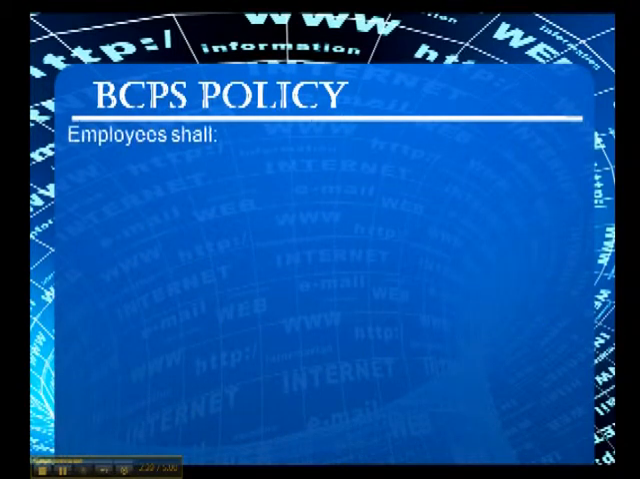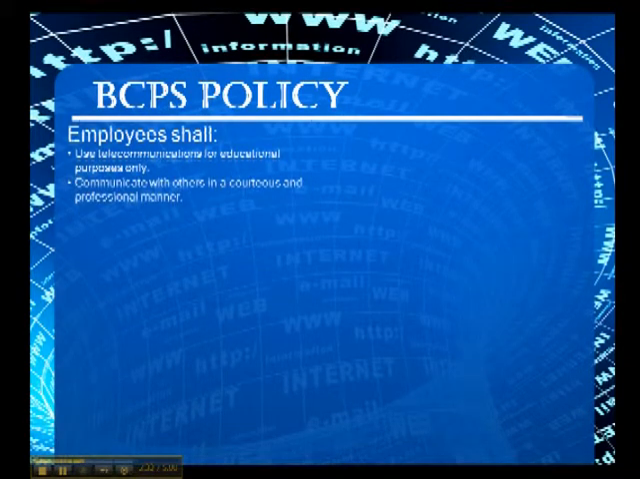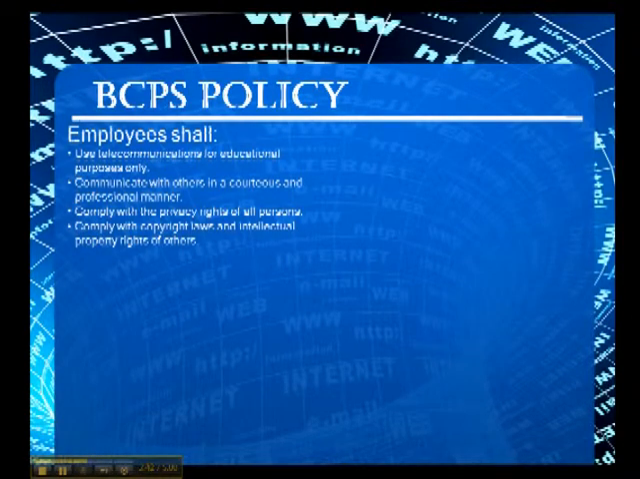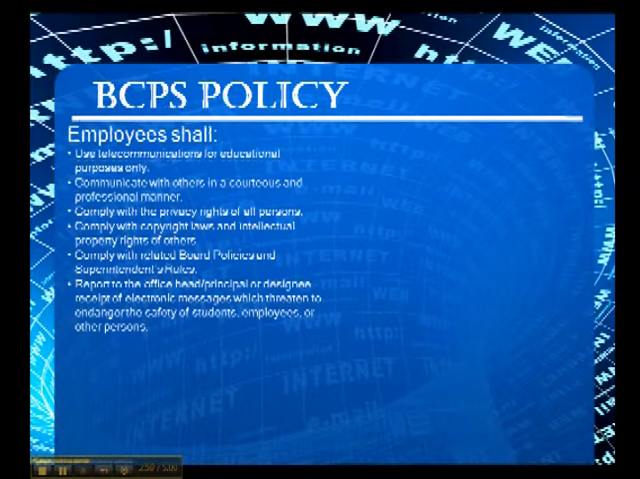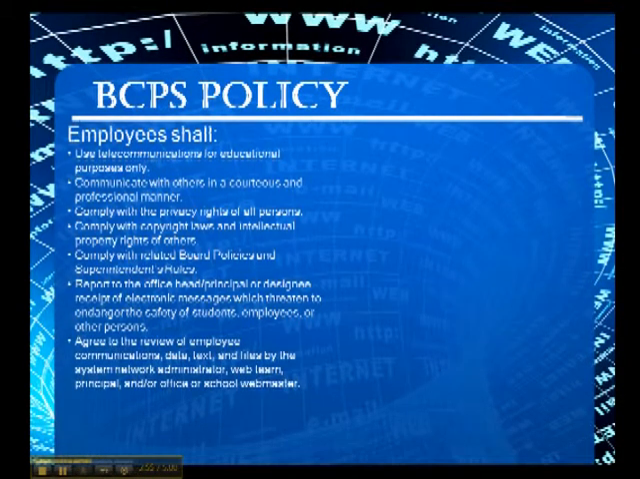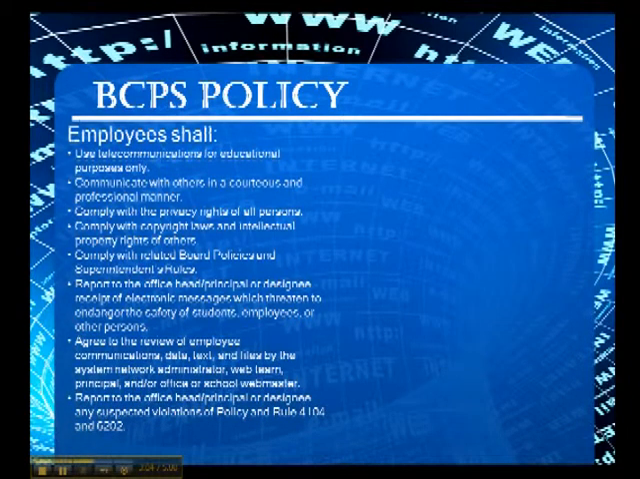The acceptable use policy for BCPS employees states that employees shall use telecommunications for educational purposes only, communicate with others in a courteous and professional manner, comply with the privacy rights of all persons, comply with copyright laws and intellectual property rights, comply with related board policies, report to the office head or principal receipt of electronic messages which threaten to endanger the safety of students, employees, or others, agree to the review of employee communications, data, text, and files by the system network administrator, web team principal, or webmaster, report to the office head or principal or designee any suspected violations of policy and Rule 4104 and 6202, and safeguard confidential information available to them.